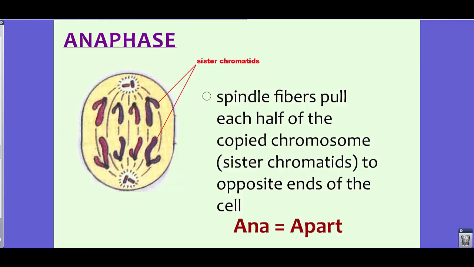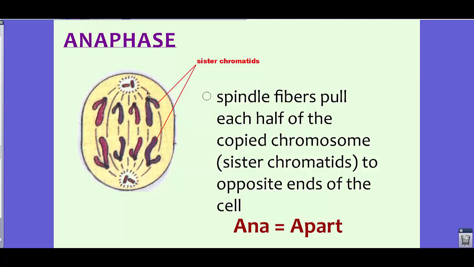Now the third step is the anaphase. Anaphase is the part where the spindle fibers begin to pull each half of the copied chromosomes to the opposite ends of the cell. Remember when we talked about chromosomes, how one chromosome actually has two parts to it. It has one side, a chromatid, and another side, a chromatid. They're stuck together and they're called sister chromatids. They are exactly the same. The DNA is the same, the chromosomes, the genes, everything's the same on them.